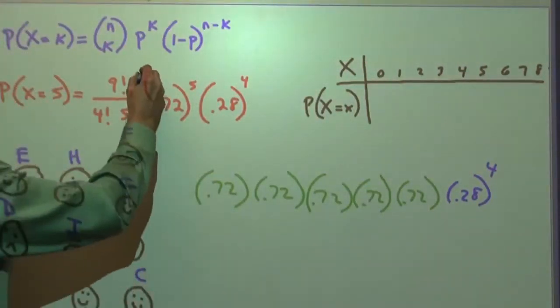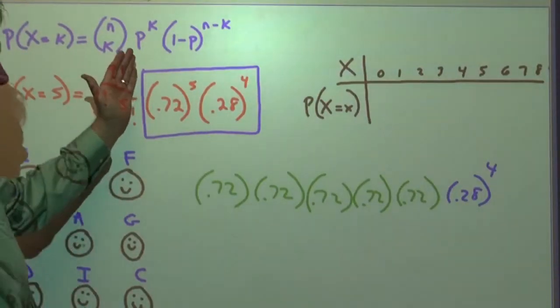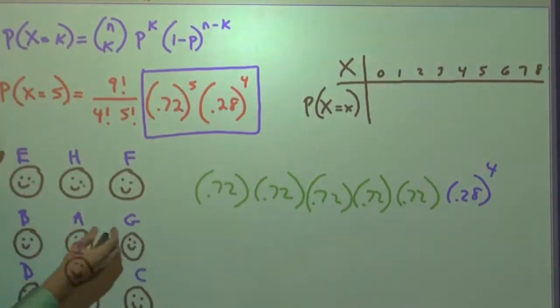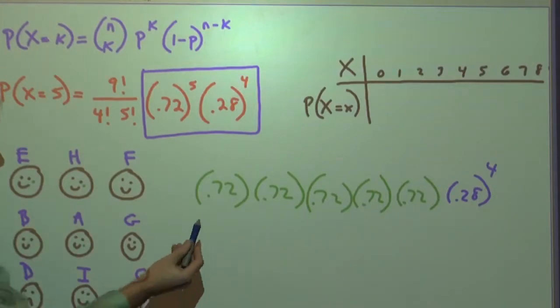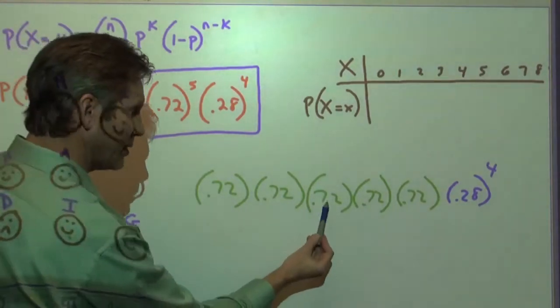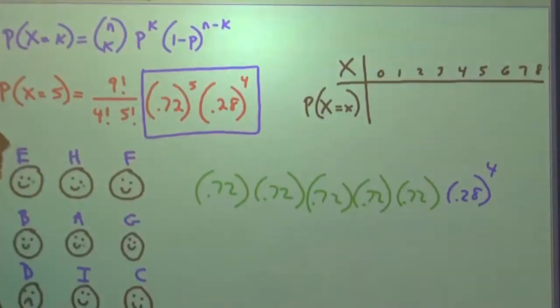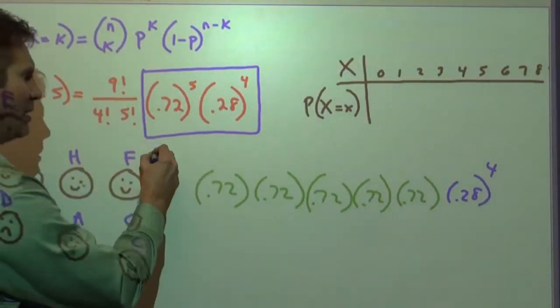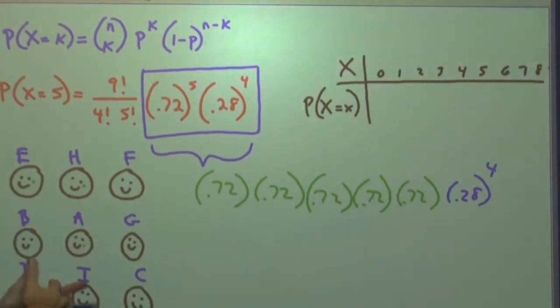In fact, we can see that this becomes the calculation for the probability of any one combination of 5 people out of the 9 liking peanut butter and jelly sandwiches. The probability that 5 of them would like peanut butter and jelly sandwiches is this, and the other 4 would be 0.28 to the 4th. So this part of the formula finds the probability that any one combination of 5 people out of 9 would like the peanut butter and jelly sandwiches.